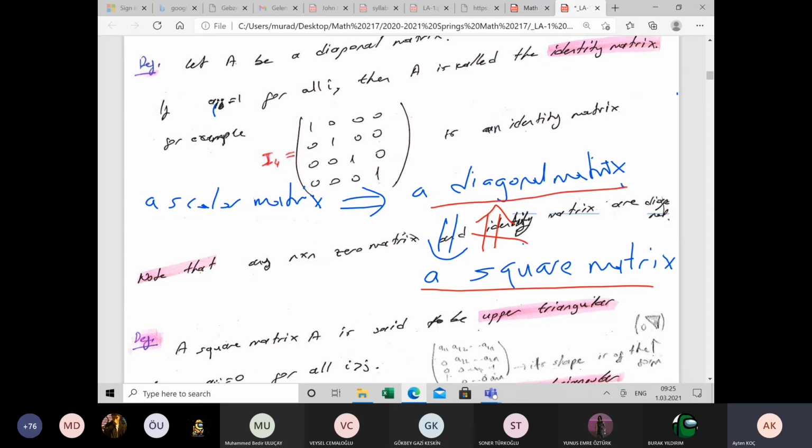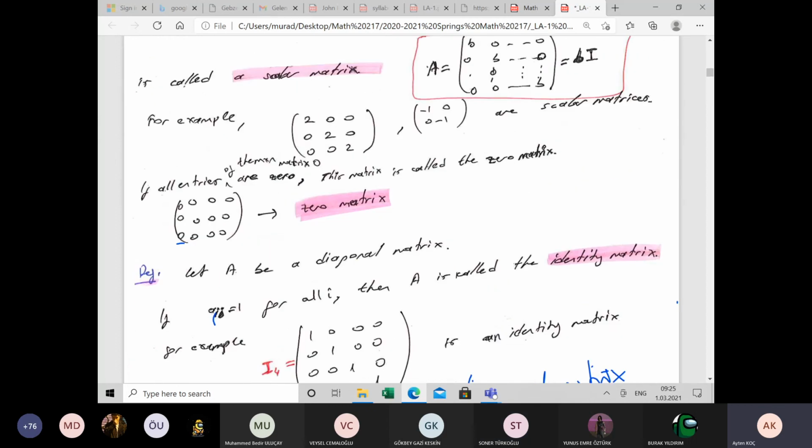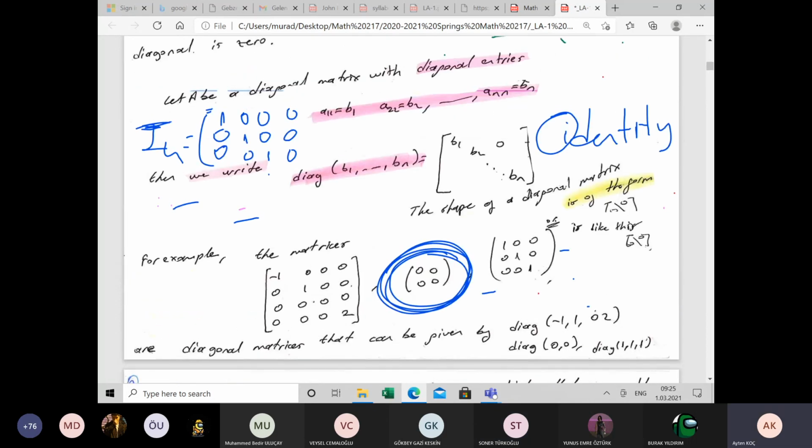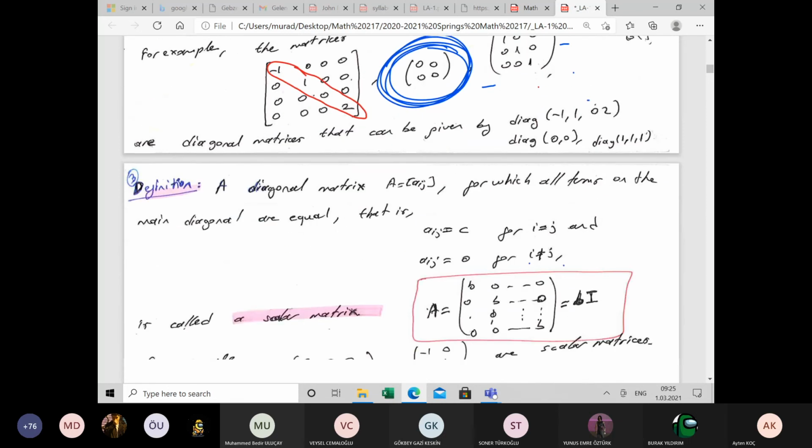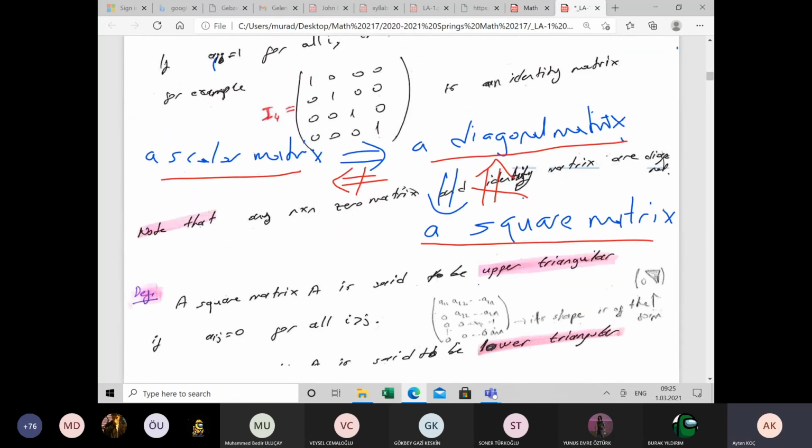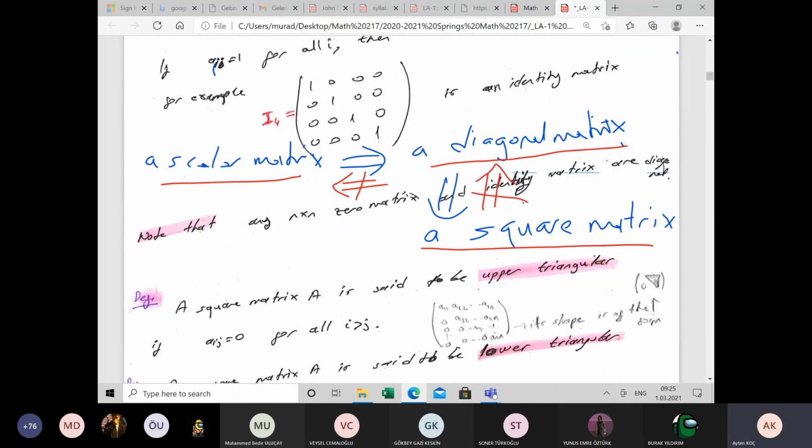This one is true. Every diagonal matrix is a scalar matrix? This direction, it is true? No. No, because look at this one, a diagonal matrix, but not scalar. It's okay? So this one is not true. It's okay?